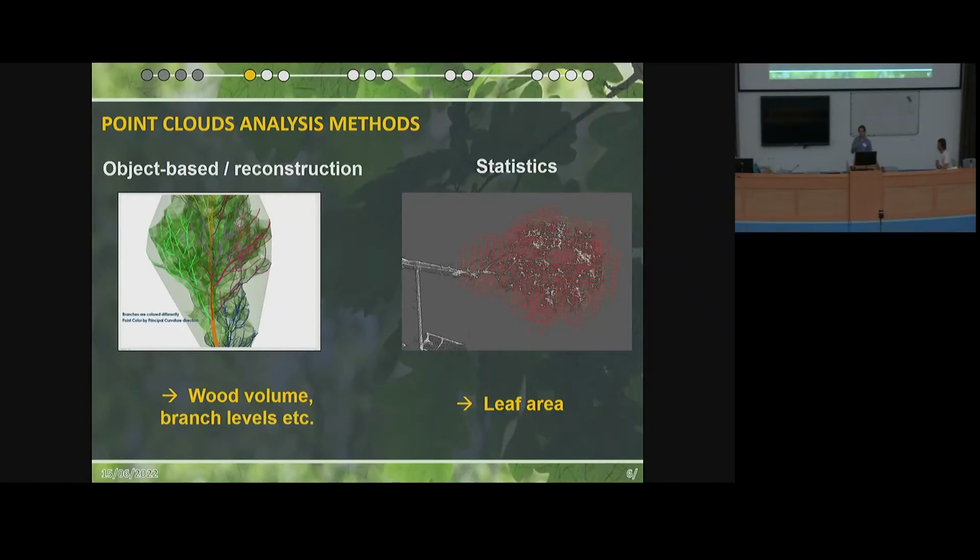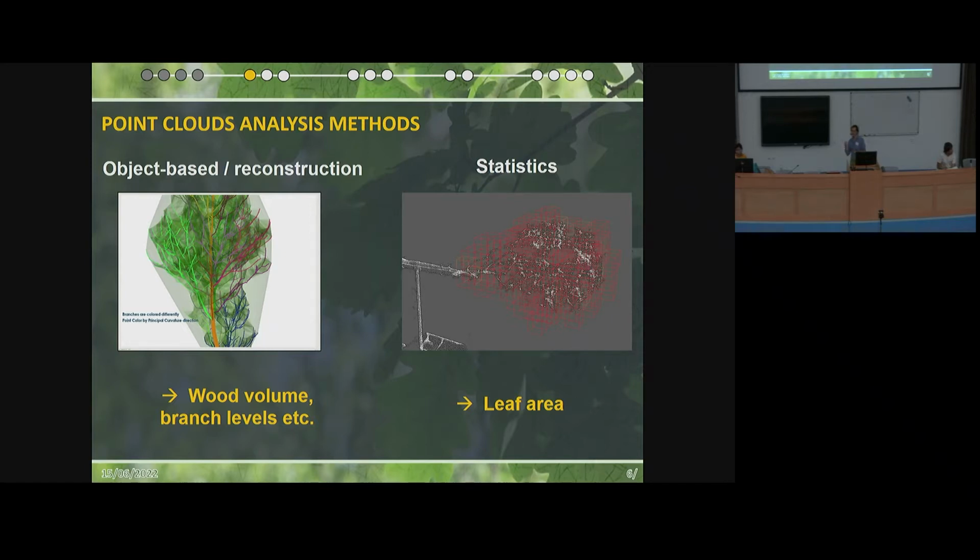So there are two kinds of approach for accessing leaf area. Either there is a reconstructing approach, typically triangulation, where you try to fit and reconstruct a surface, but it often requires a lot of points, and if you have really thin material, as in the Mediterranean context, it will be hard to work. That's why we chose a statistical approach.